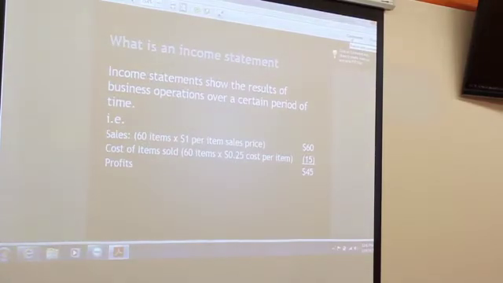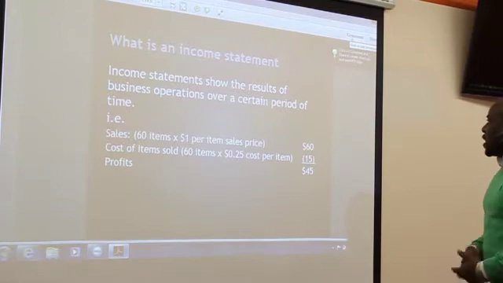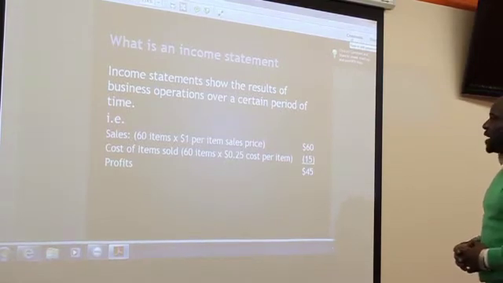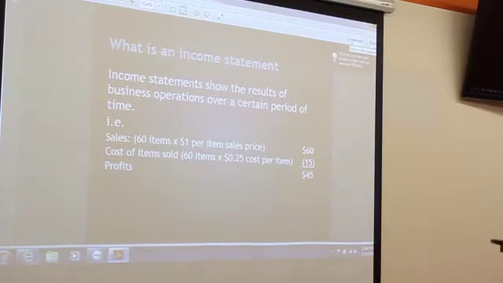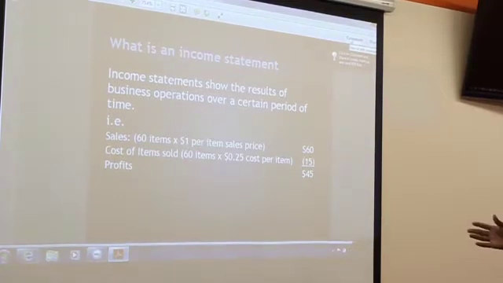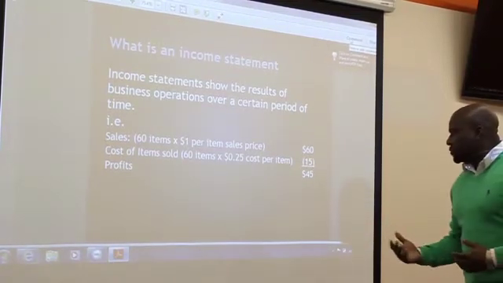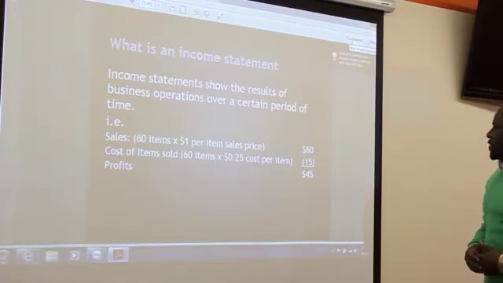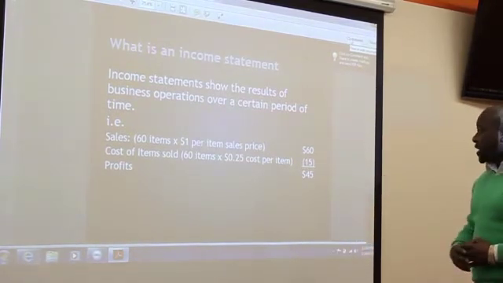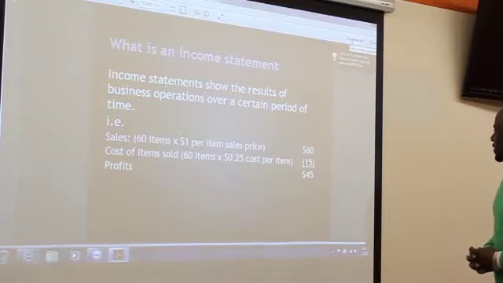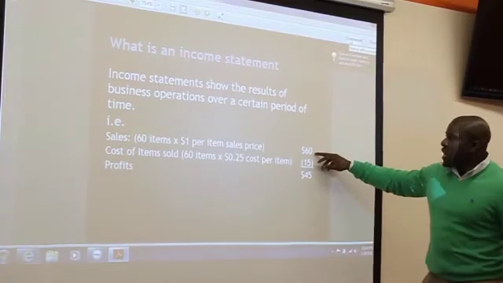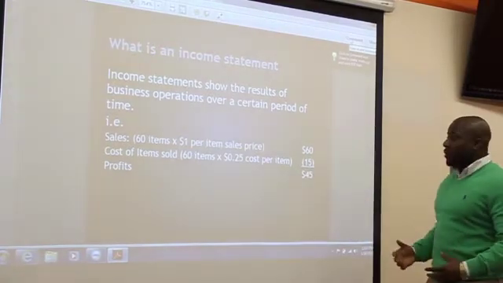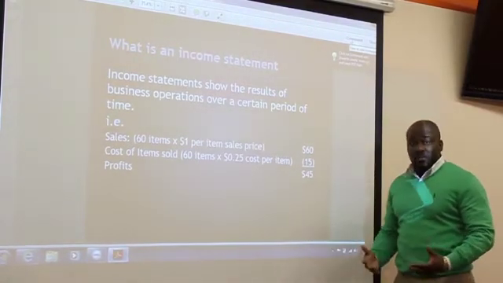All right, what is an income statement? Income statements show the results of business operations over a certain period of time. Let's say sales: 60 items times $1 per item sales price. Cost of items sold: 60 items times 25 cents cost per item. Profits. So you sold 60 items at $1, but it costs 25 cents to make each one.